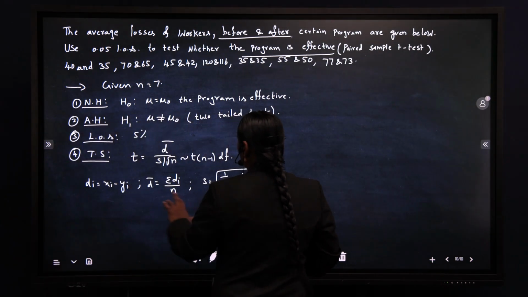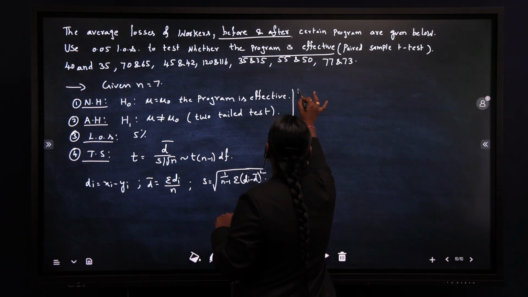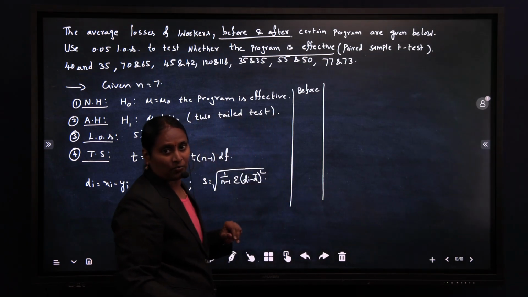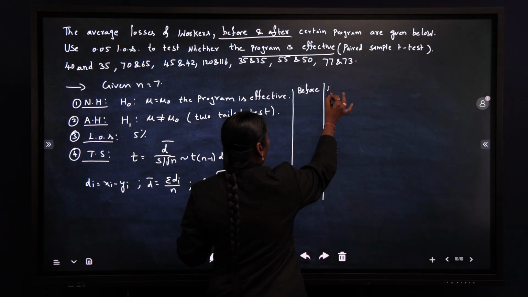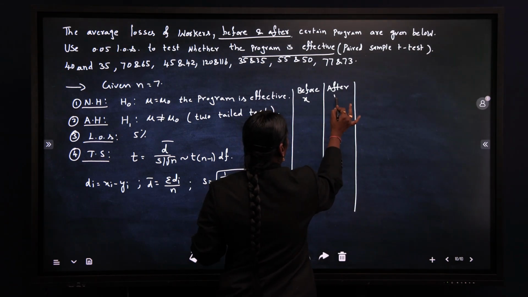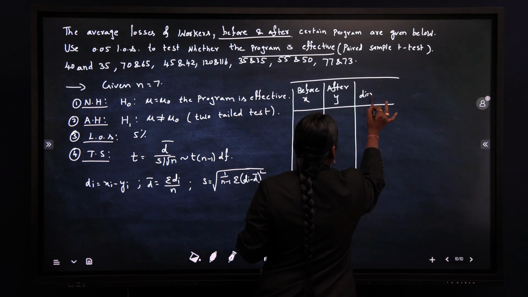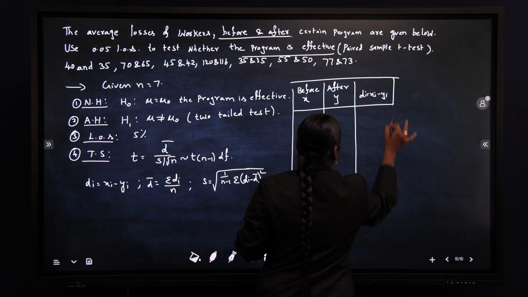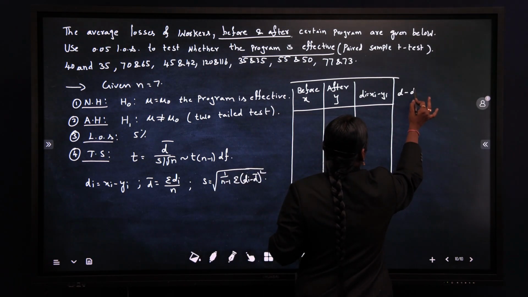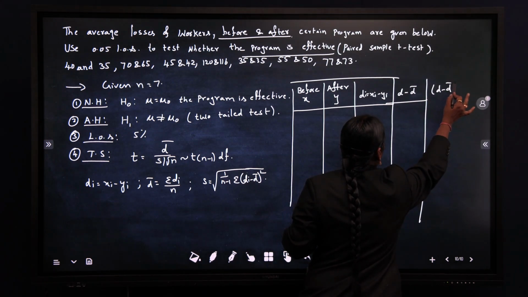Now we are going to build the table. The first column is before experimentation, then after experimentation, so let us assume these as x and y. The next column is d is equal to xi minus yi, then d minus d bar, and the next is d minus d bar whole square.